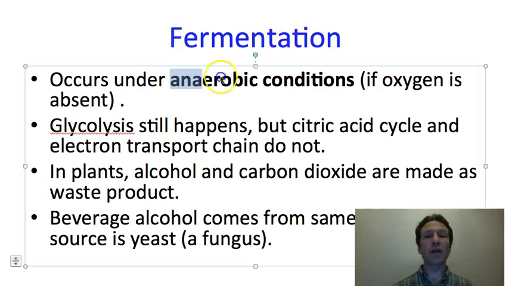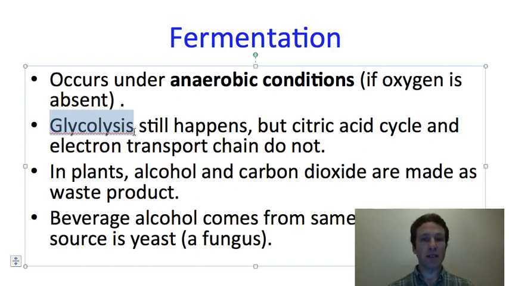Fermentation occurs under anaerobic conditions, oxygen absent. This process still starts with glycolysis. So glycolysis will be universal for both plants and animals. However, after glycolysis, if fermentation occurs, then neither the citric acid cycle nor the electron transport chain will occur. Instead, an alternative chemical pathway occurs, and the result of this pathway, in plants at least, will be the production of alcohol. This is the same kind of alcohol that would be consumed by humans. And there's also production of a little bit of carbon dioxide, not as much as in the citric acid cycle.